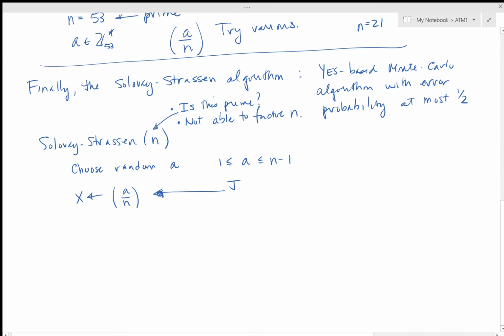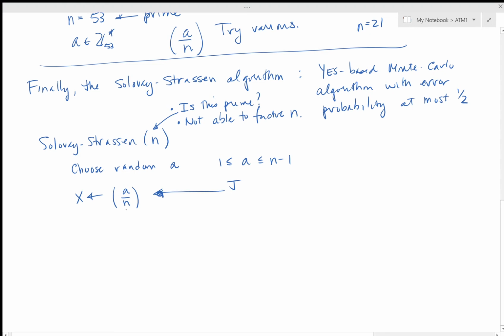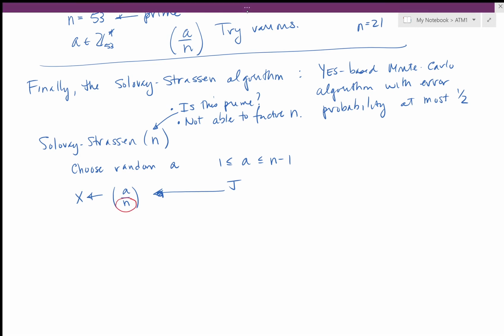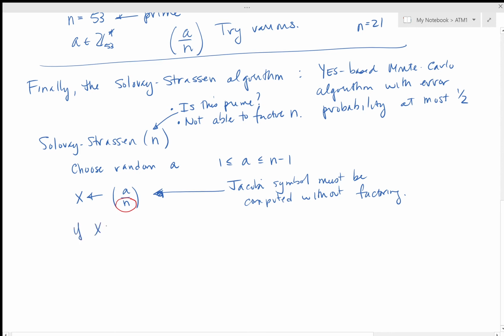In the previous video, we learned how to calculate the Jacobi symbol without factoring the number that's on the bottom, right? That is this number. We're not allowed in this algorithm to factor that in finding the Jacobi symbol. That would be one way of finding the Jacobi symbol, but we're not using that way. We are not going to factor n, so the Jacobi symbol here must be computed efficiently, which means without factoring.